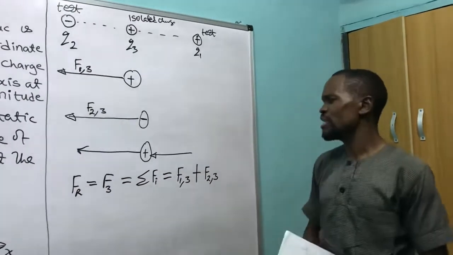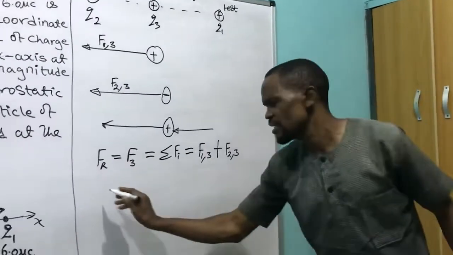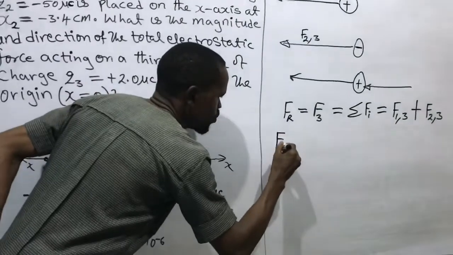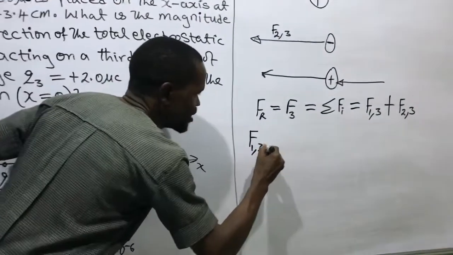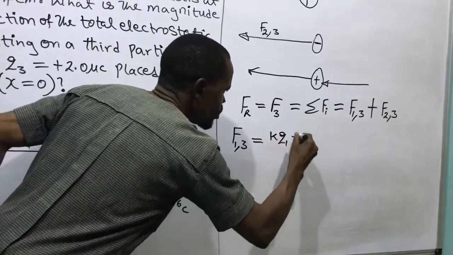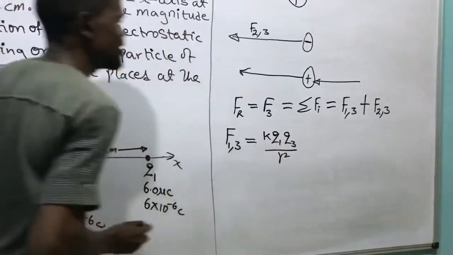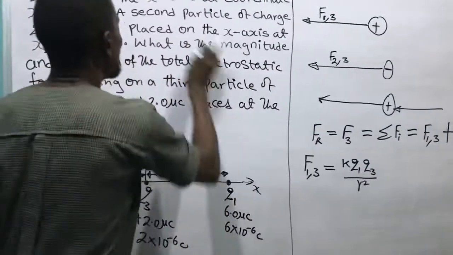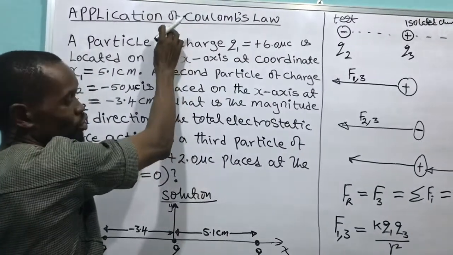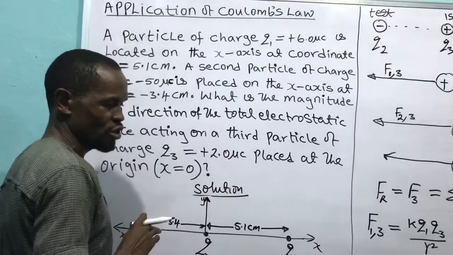Then since I have done that, I begin to look for the force. How do we look for the force? Coming over here, F1 on 3 is equal to K Q1 Q3 all over R squared, that's the distance of separation. Remember, I'm now applying Coulomb's law. That's what I'm applying now: application of Coulomb's law on the question.